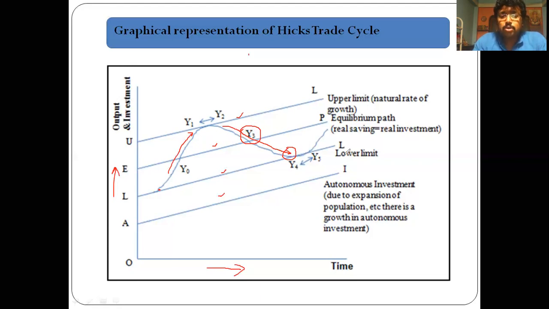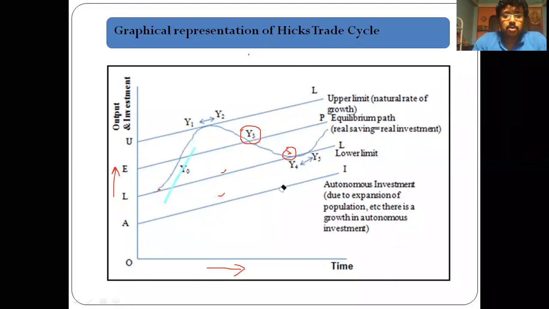Again, along the lower limit, the income moves from Y4 to Y5. And in the same way, the cycles will continue. So this is the graphical presentation of the Hicksian model of the trade cycle. There is a bound, such as a lower limit and an upper limit, and within this limit the business cycle happens.